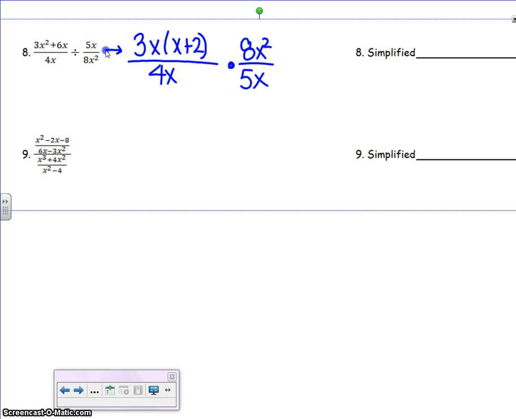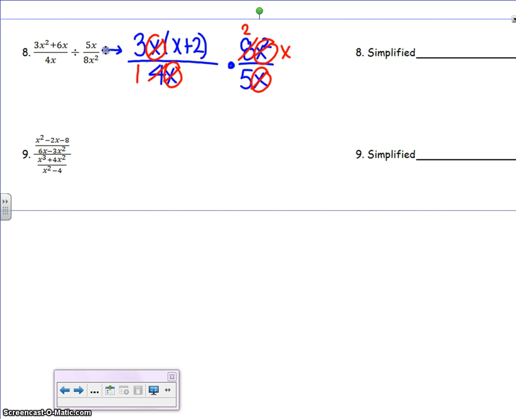And now I'm looking for what I can reduce. So right away, what I'm drawn to immediately is the 4x and the 8x squared. So 4 and 8 are going to reduce to 2 and 1. So I've reduced those. Now I'm looking, what else can I reduce? I see an x here and an x here. I'm going to go ahead and eliminate those. Those reduce out. And then when I look here at x squared over x, those are both going to divide out an x, and we're going to be left with just an x in the numerator.